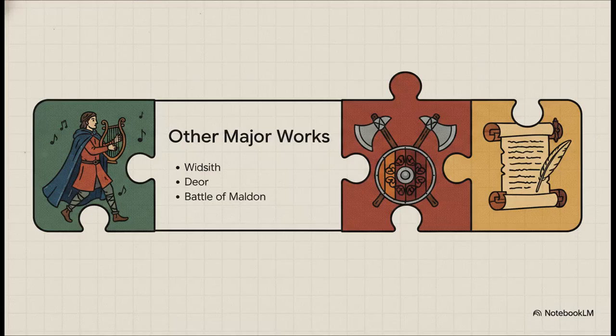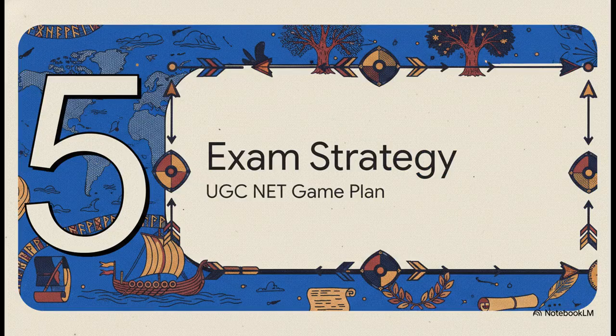Just to round out the whole Anglo-Saxon puzzle, make sure you also recognize these major works: Widsith, Deor, and the Battle of Maldon. You don't necessarily need to memorize every single line of these, but you absolutely must be able to spot these titles in a multiple-choice lineup and instantly lock them into the specific historical period to snag those easy points. Which brings us to Section 5, Master the Exam Strategy.